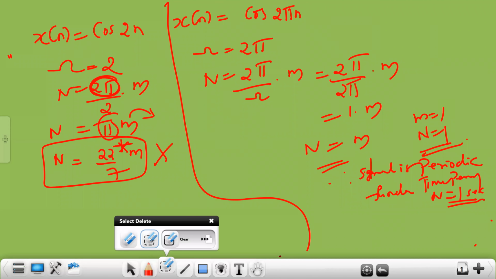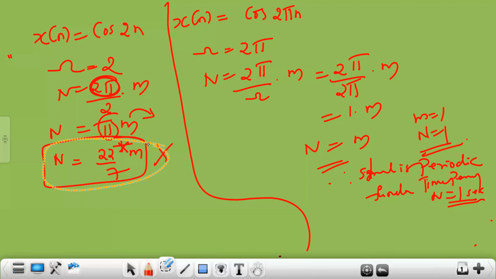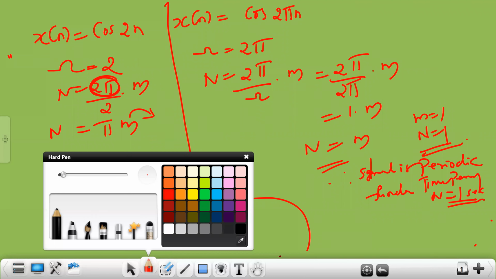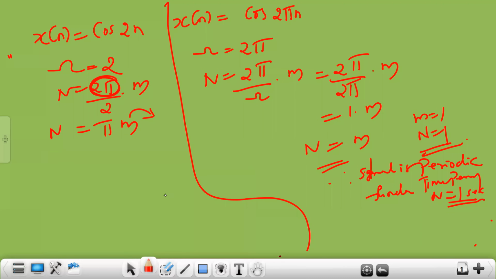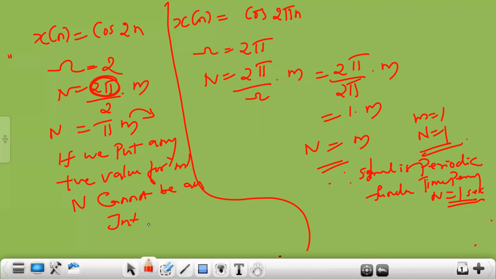So please don't do this particular replacement. What we have to do is write a comment. The comment should be like this: if we put any positive value for m, n cannot be a positive integer. Therefore, the signal is non-periodic. So please keep it in mind.